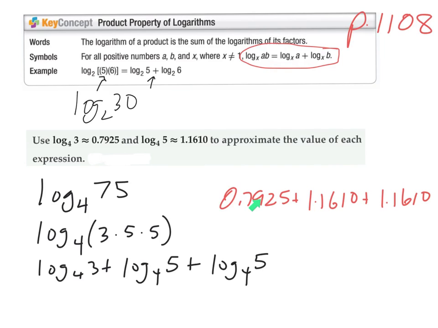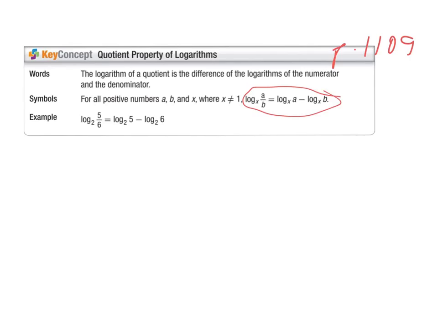This is the log base 4 of 3. This is the log base 4 of 5. This is the log base 4 of 5. So add those together and we're in good shape. And so my answer, the log base 4 of 75, actually equals 3.1145. So that's how you'd use the product property. We have one more to look at, and that is the quotient property.